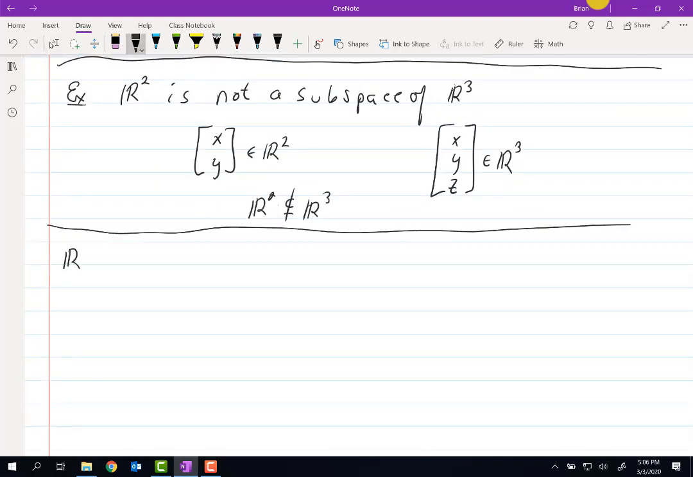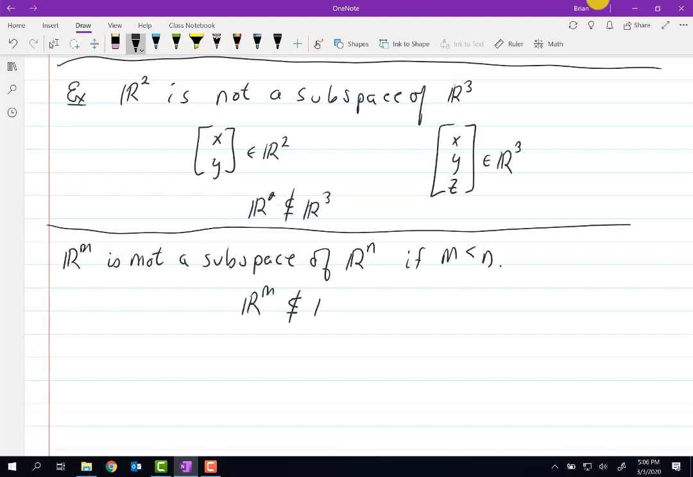R to the M is not a subspace of R to the N if M is less than N. For the same reason, you don't have enough rows. So basically R to the M will not be a subset of R to the N.